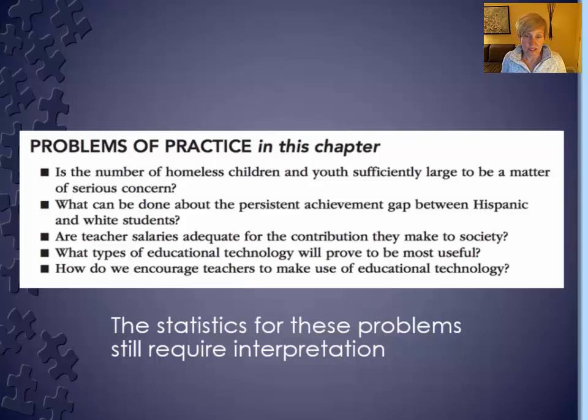The 4th one, what type of educational technology will prove to be the most useful? Well, that's kind of interesting. That's more predictive. That's like how are we gonna know what that really looks like? So I'm on that one, and this last one, how do we encourage teachers to make use of educational technology? You'd have to say to yourself, what descriptive statistic could we gather? And that might be, in the case of the 4th bullet there, what educational technologies are being used most often and so forth.